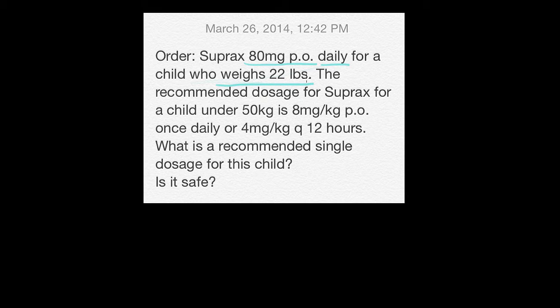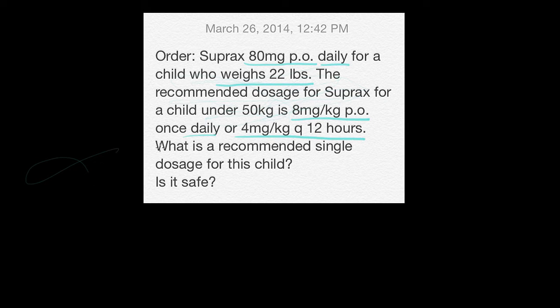So this is the important information that I'm just underlining. And I do this a lot with questions. I do it with math problems as well. I just underline the important stuff so I don't get so lost in all the words and what it's asking. So we know that the recommended dosage for Suprax for a child under 50 kilos is 8 milligrams per kilogram by mouth, and that's daily, or 4 milligrams per kilo every 12 hours.